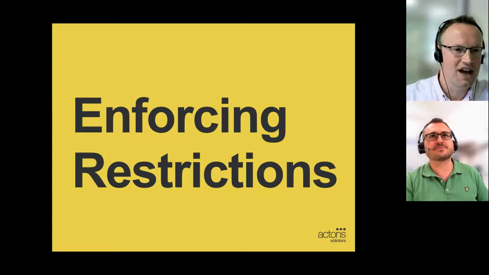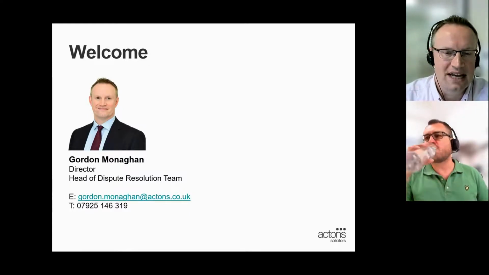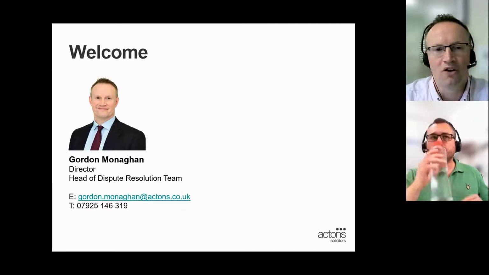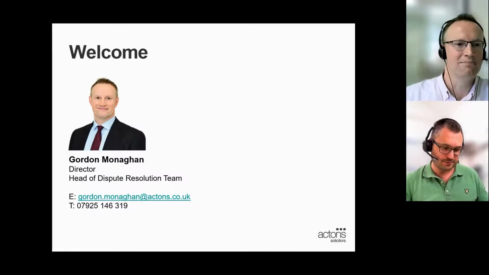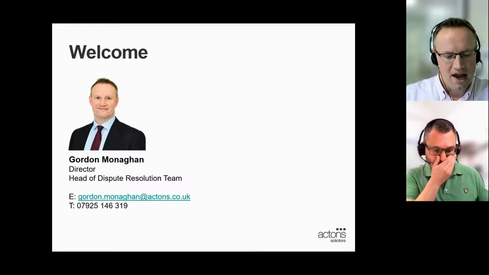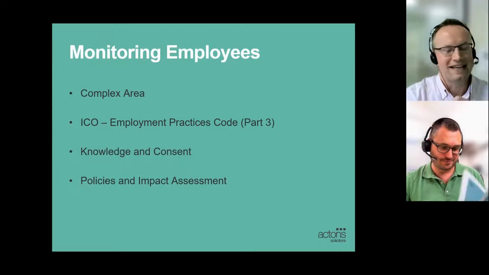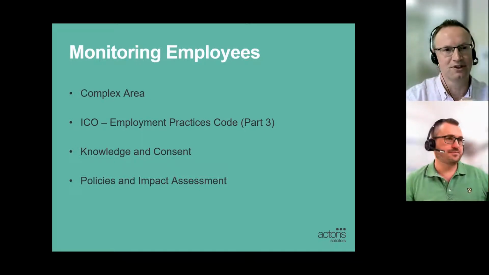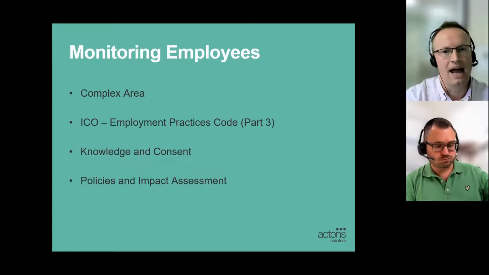So just by way of introduction, my name's Gordon Monaghan, and I head the dispute resolution team here at Actons. So I deal with a wide range of disputes, often shareholder disputes and other contractual disputes, but certainly restrictive covenants are very much my bread and butter, and I come across them on a reasonably regular basis, it's fair to say. So you followed Nick's advice, and we have some well-drafted and reasonable and incorporated restrictive covenants within the contract of employment. The question then arises, well, how do you know if they're being breached, and what can you do?